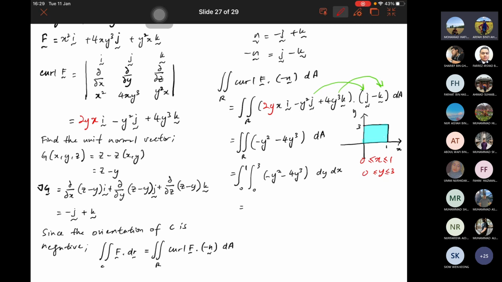Does anyone have the answer? Solving for the integration, you will get this one equal to the integral from 0 to 1 of negative y cubed minus 4y to the power of 4, from 0 to 3, dx. Okay. So you will get the integral from 0 to 1 of negative 90 dx. So it will be negative 90 units. Did the others get it?